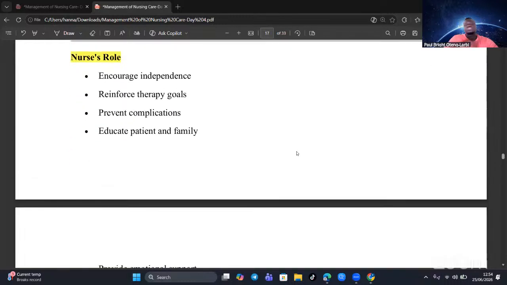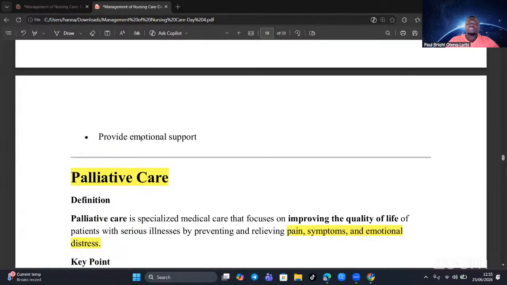Okay, so as a nurse working in the rehab unit, what is your duty? You are the custodian of the patient. So you encourage patients' independence. You reinforce therapy goals, prevent complications, educate patient and family, and provide emotional care.